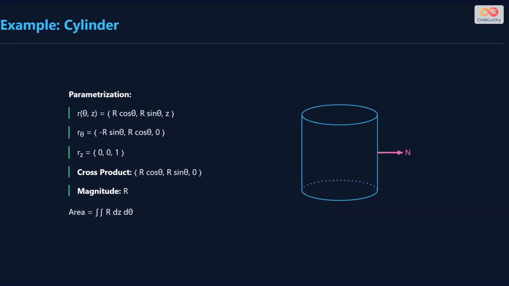Let's look at a quick example with a cylinder. If we parameterize a cylinder using angle theta and height z, our partial derivatives point along the circle and up the side. Their cross product points directly outward, normal to the surface. For a cylinder of radius r, the magnitude of this cross product is simply r, leading to the familiar formula for the surface area of a cylinder.